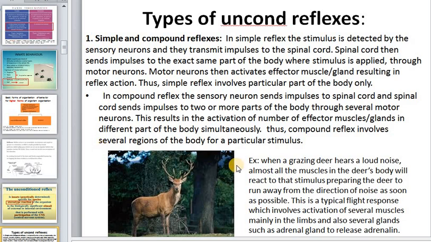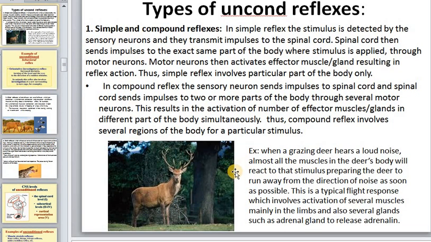For example, when a gazelle senses a bear's scent, just from the sensory system of the nervous system, almost all the muscles in the deer's body will react. They contract and tense, preparing the deer to run away from the direction of the scent as soon as possible. This is a typical flight response which involves activation of several muscles, mainly in the limbs, and also several glands such as the adrenal gland, releasing adrenaline in response to stress.